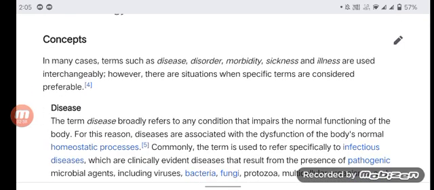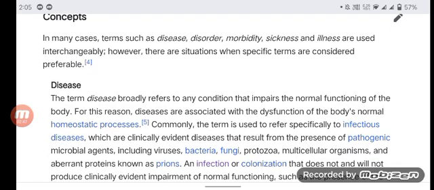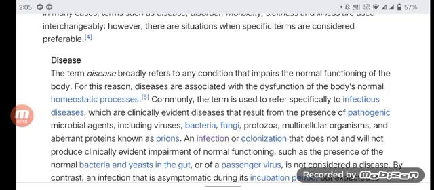Terminology: in many cases, terms such as disease, disorder, morbidity, sickness, and illness are used interchangeably. However, there are situations when specific terms are considered preferable.